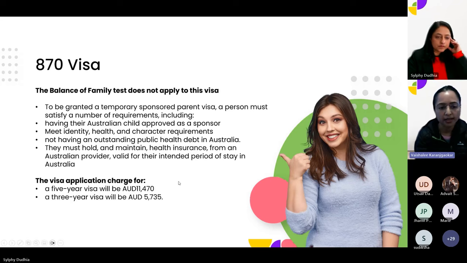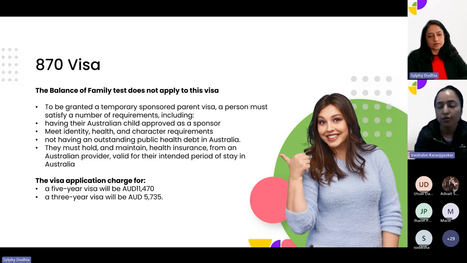They should not have any outstanding public debt, health debt, or any other type of debt to the Commonwealth. While they are here, they must maintain health insurance, as Medicare is not allowed to parents, which means for the intended period of stay, whether it's 3 years, 5 years, or an extended 5 years, they must maintain health insurance all the time while they are in Australia.